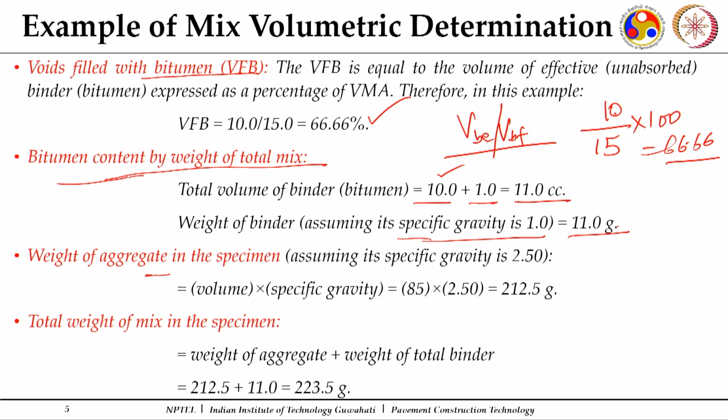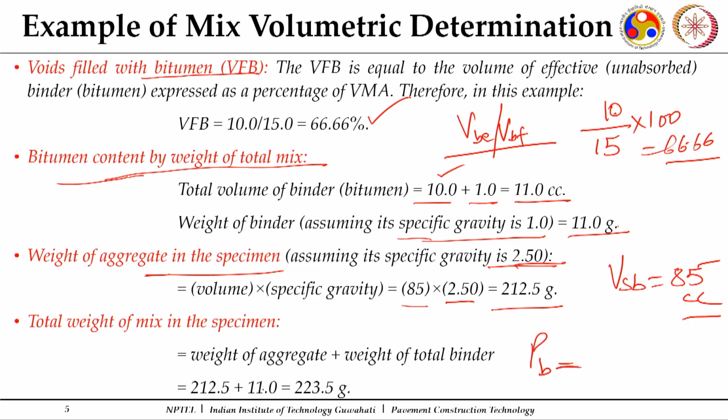Now, for the weight of aggregate in the specimen, the bulk specific gravity was given as 2.5. What was the bulk volume of the aggregates? It was the effective volume plus 1 cc of absorbed bitumen. In the previous slide we mentioned that VSB is 85 cc. So, considering this 85 cc and this bulk specific gravity, this will be the weight of your aggregates, 212.5. So, what will be the percentage of bitumen?